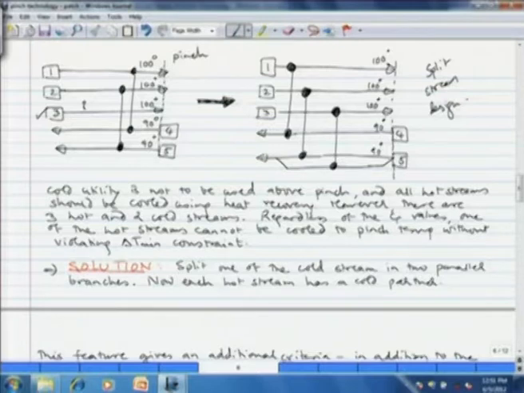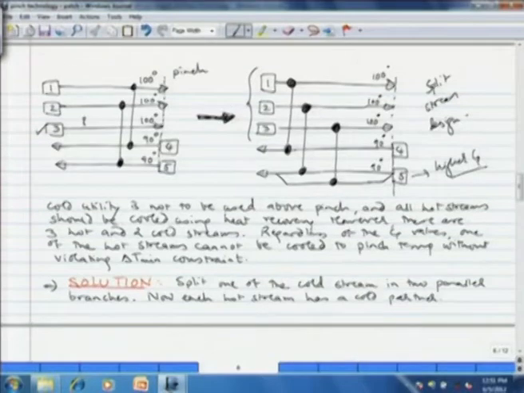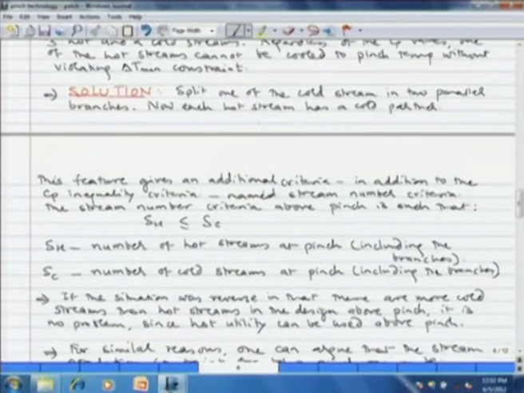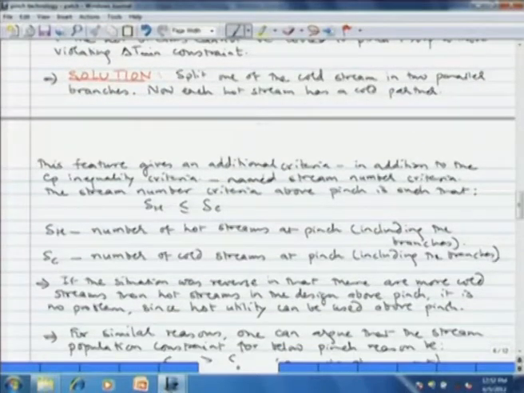We are splitting stream 5, the one which has a higher CP. So we make 2 parallel streams, and then we have cold partners for all 3 hot streams. Now, this feature gives us an additional criterion for designing the network, in addition to the CP inequality and the tick off heuristic criteria, and that is in terms of stream number, the stream number criterion.